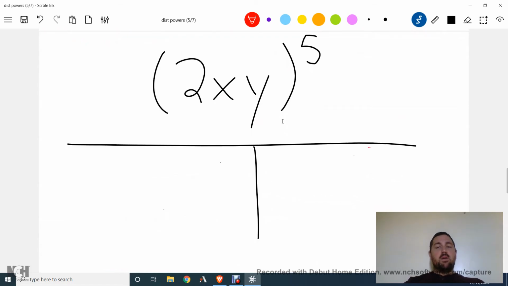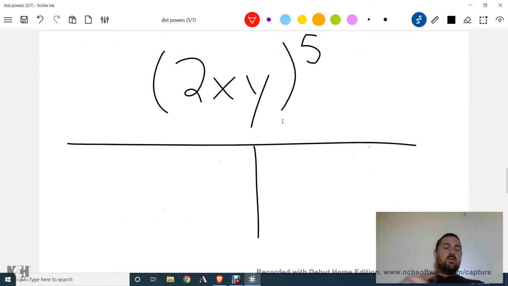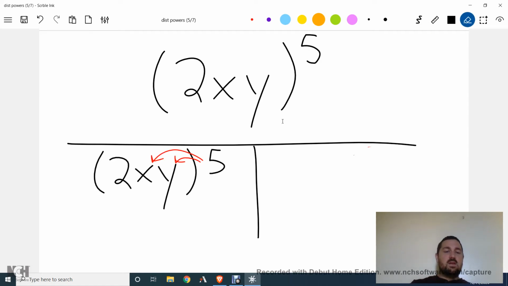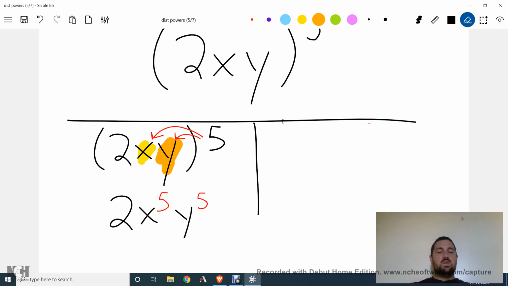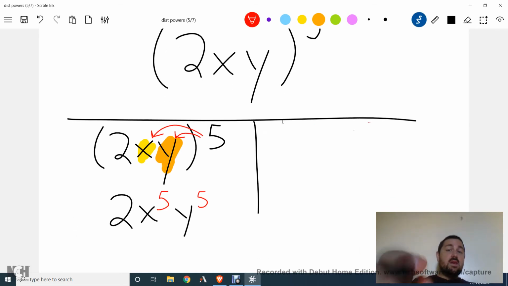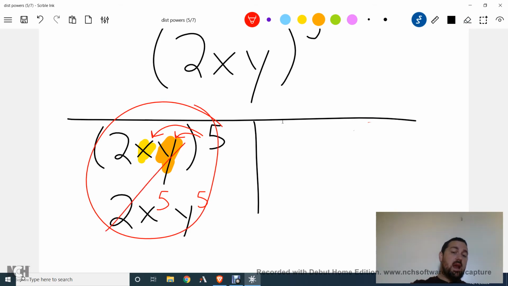So let's look at an example like this. (2xy) to the 5th power. Now, some people, when they distribute this, they end up framing it like this. Oh, look, I have an x and a y here. There's my variables, and I need to make sure both those things go to the 5th power, right? And you end up with this, 2x to the 5th, y to the 5th, and this is wrong. There's an error there. What this person did was they forgot about this 2 value here, right?